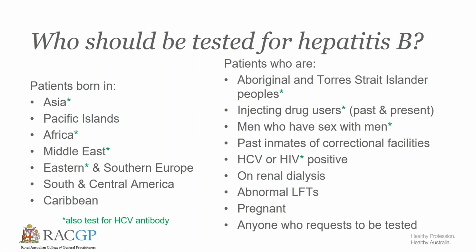And just highlighted here with the green asterisks are people who also should have a hepatitis C test as well because of shared risk factors for those infections. And then the final recommendation is that any patients that are planning chemotherapy or immunosuppressive therapy should also be tested for hepatitis B because they're at risk of a severe flare of their infection if they are immunosuppressed.